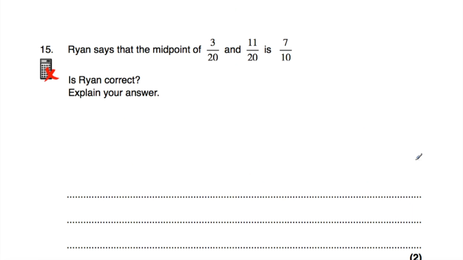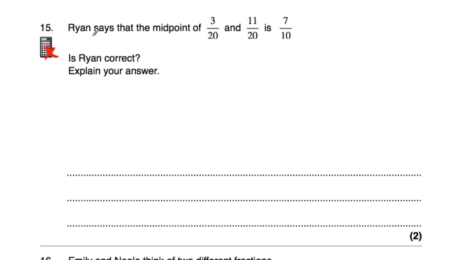Okay, let's have a look at our next question. Question number 15. So question number 15 says, Ryan says the midpoint of 3/20ths and 11/20ths is 7/10. Is Ryan correct? Explain your answer. Well, let's actually find the midpoint of 3/20ths and 11/20ths to begin with. And if we find that midpoint, we might be able to see if he's correct, and if he has made a mistake, we might be able to spot what that is.